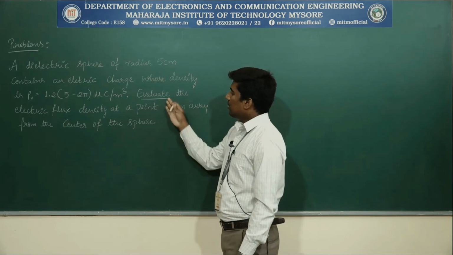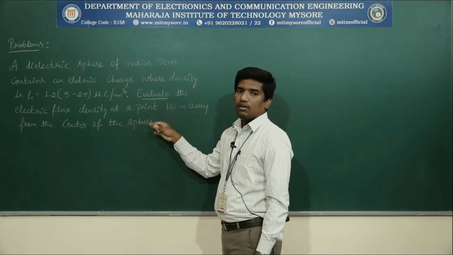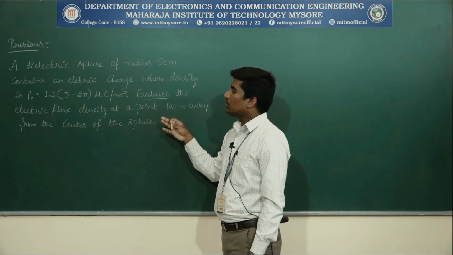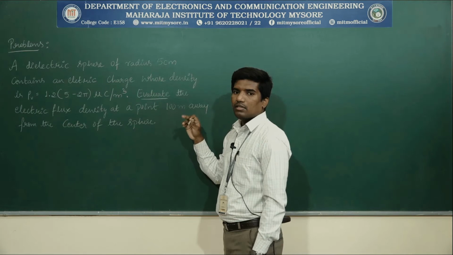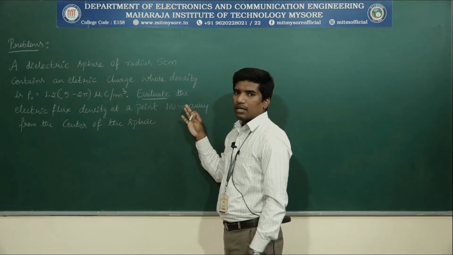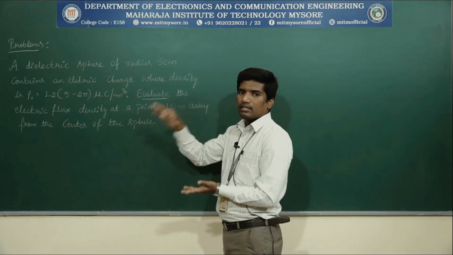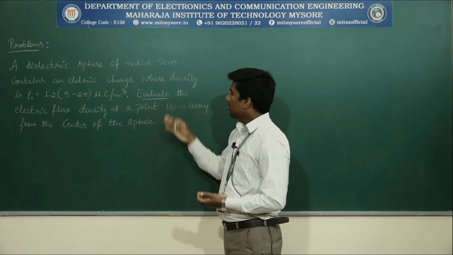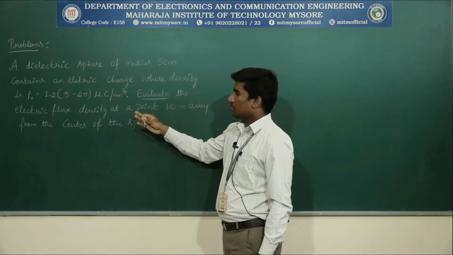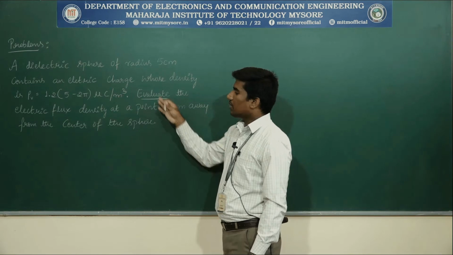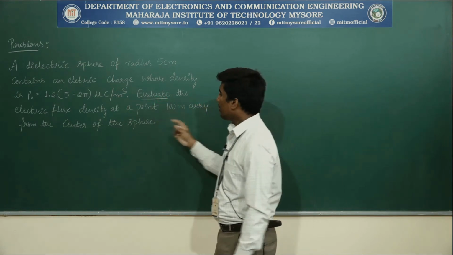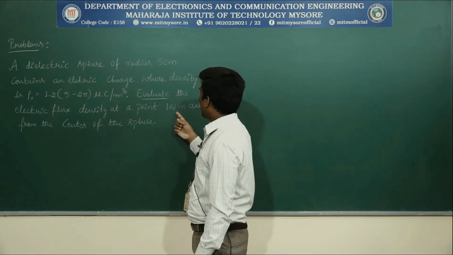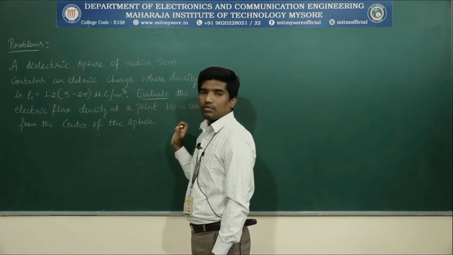In other words, we can also calculate E, the electric field intensity, because the relationship between E and D is very simple: D is equal to epsilon naught into E. If we know E, we can easily calculate D. So, evaluate the electric flux density D. They can also ask you to find E or D, at a point 100 meters away from the center of the sphere.